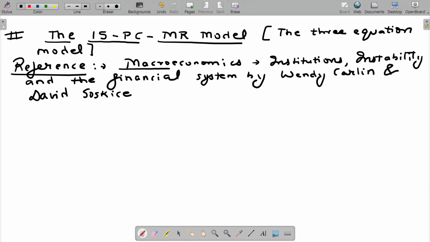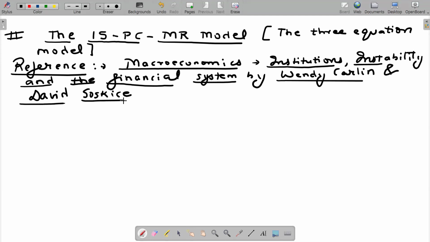Okay, this is one of the very important books we prefer to follow for monetary policy rules, for wage setting, price setting equations, for demand and supply side. We usually follow this as a recommended book.